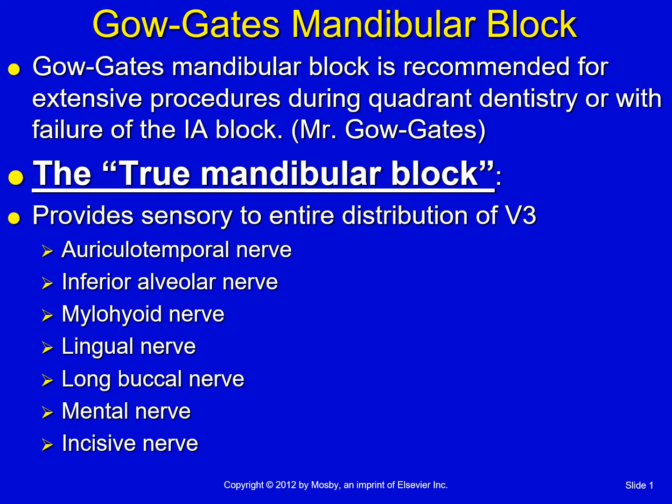So it gets even things we don't need. It gets the mylohyoid nerve. It gets the long buccal. It gets the mental. It gets the incisive. It gets the inferior alveolar nerve. And it also gets the auriculotemporal nerve that we don't need, that is up kind of by the side of the face, to the side of the eyes, up on your temporal. So it gets everything. It provides sensory to the entire distribution of V3. So cranial 5, it should get the third tier of that.